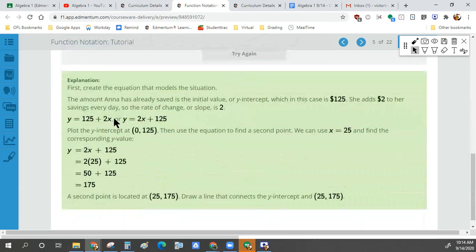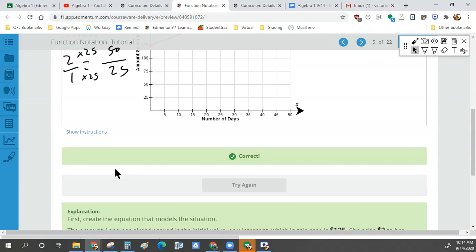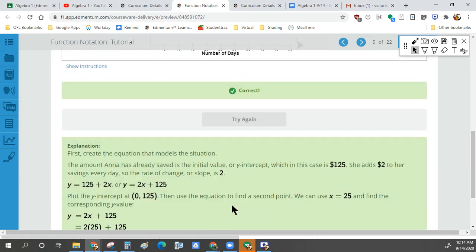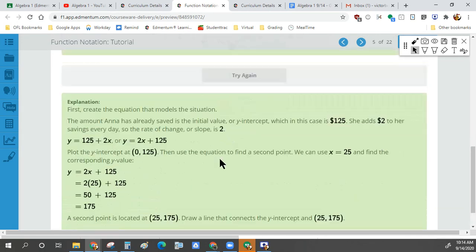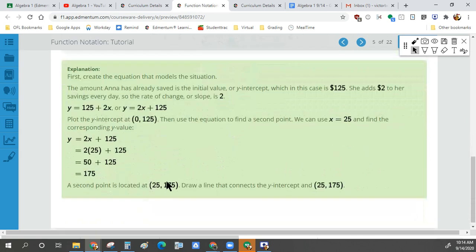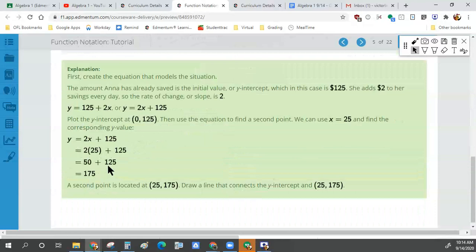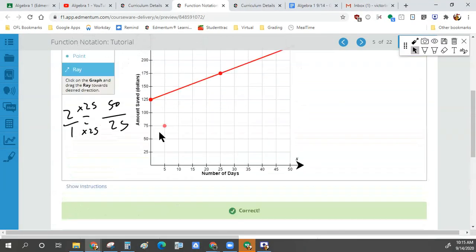So this is how they're identifying it. What they did was they just plugged in 25. They're like, hey, if you plug in 25, that's really easy for you to do. So they did it a lot smarter than me. They just plugged in 25 and got 175. But the only problem with that is you had to have known that you wanted to go over by 25. If I went over by 5, it would have been a number right here in the middle, which is hard to graph.